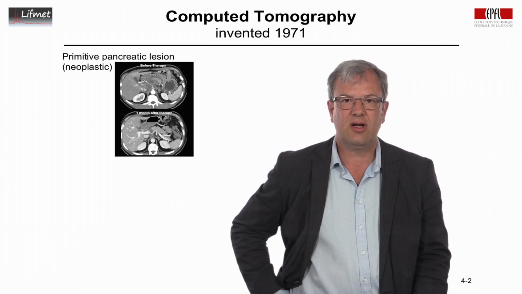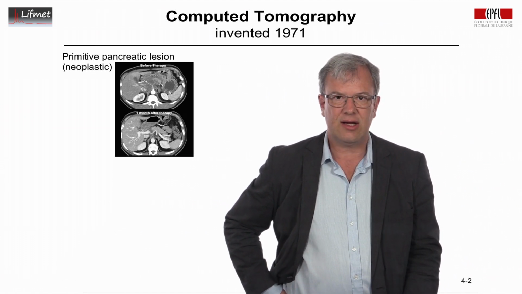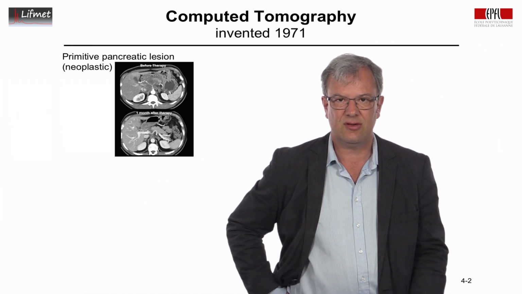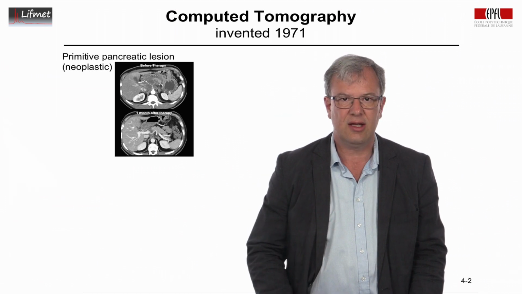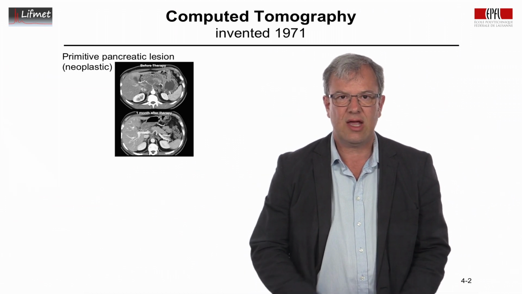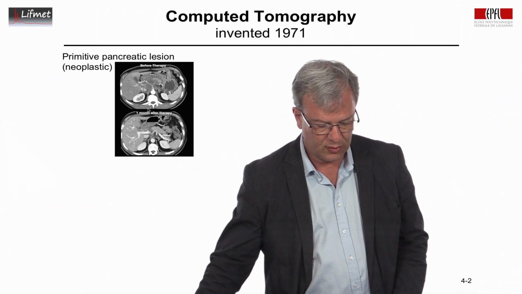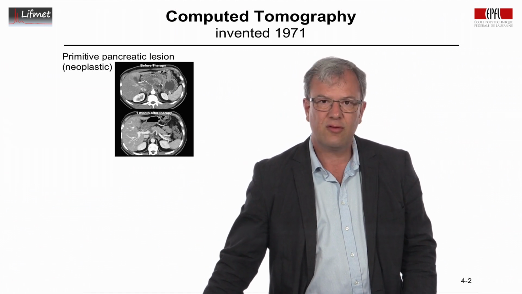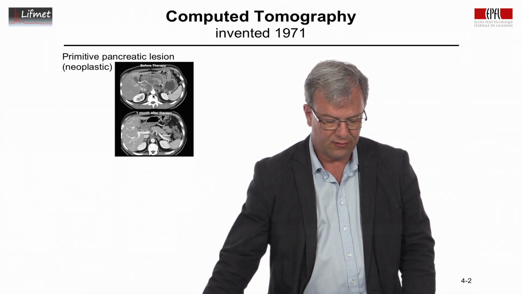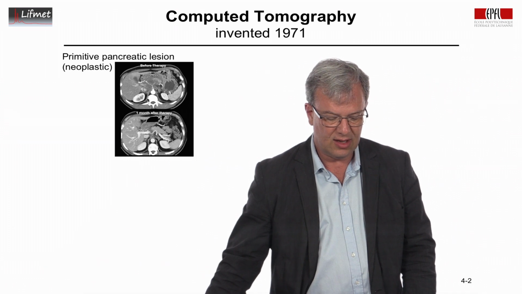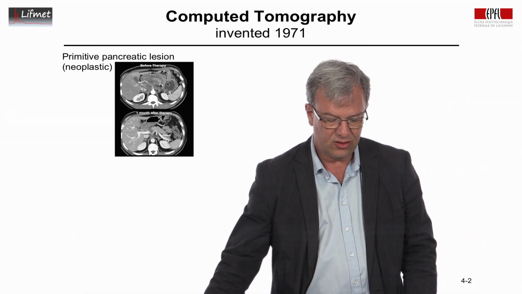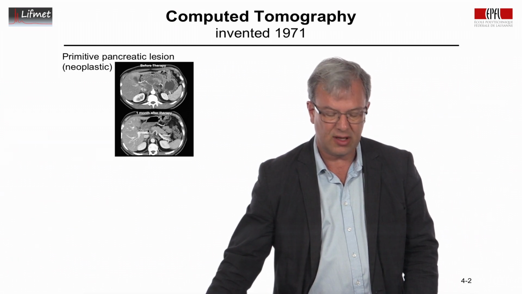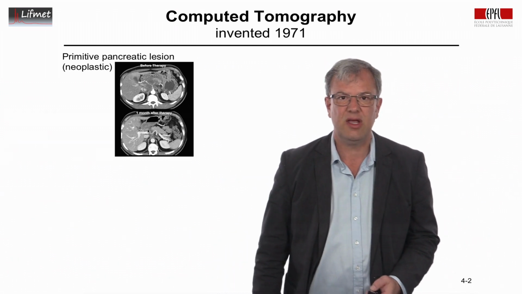But first I want to start out with the underlying technique, showing some examples. This is computed tomography that we're talking about. It was invented in the early 70s. And what we're looking at here is an example of the use of computed tomography. We have a CT scan here of the abdomen. We see a lesion here before therapy and after therapy, how the lesion has disappeared.